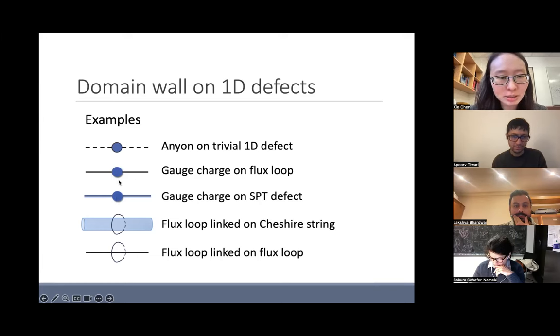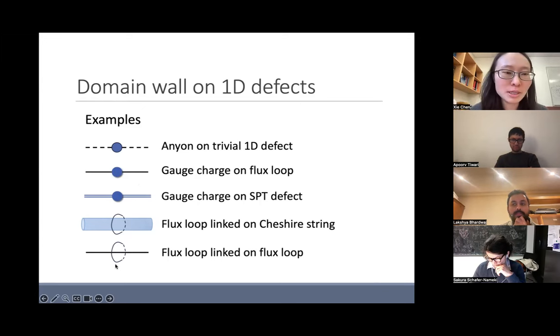We cannot put gauge charge on a Cheshire string because it disappears, right? So gauge charge on a Cheshire string is not a non-trivial defect, non-trivial domain wall. But gauge charge on an SPT defect, that is a non-trivial domain wall. And the flux loop linked on a Cheshire string is a non-trivial domain wall. And a flux loop linked with a flux loop, that's a non-trivial domain wall. So all these we can talk about using the language of circuits, because they have to be generated using one-dimensional circuits. They cannot be generated by themselves. But then the equivalence class of these domain walls, if we want to say, given a 1D defect, what are the equivalence classes of domain walls? For that, we can use the 0D local unitaries to study that.